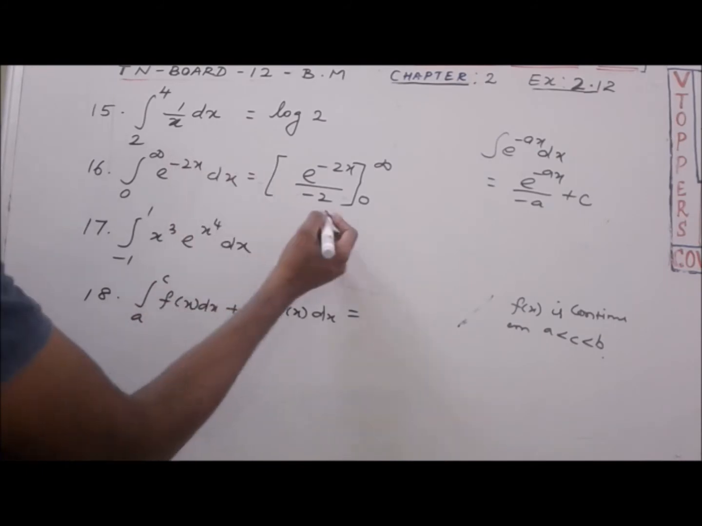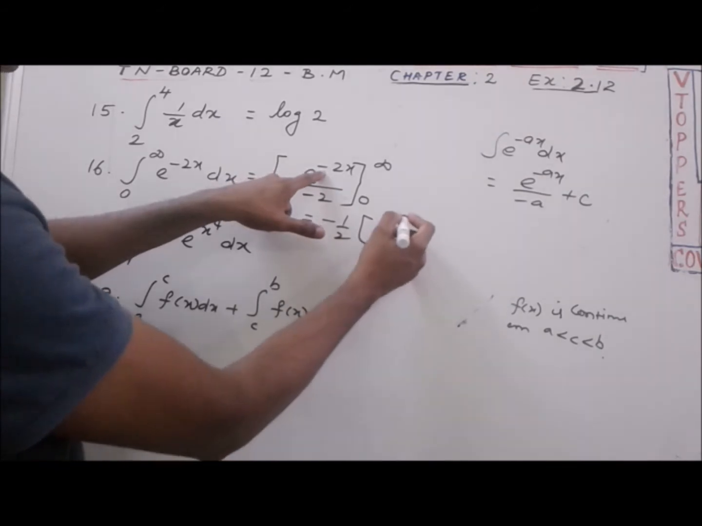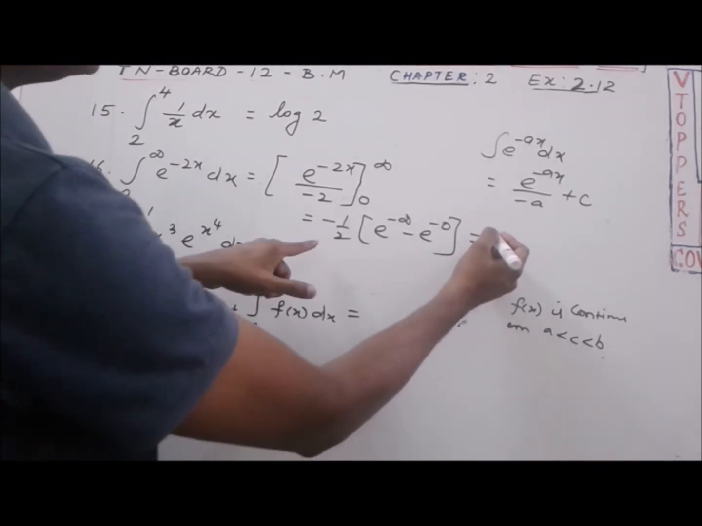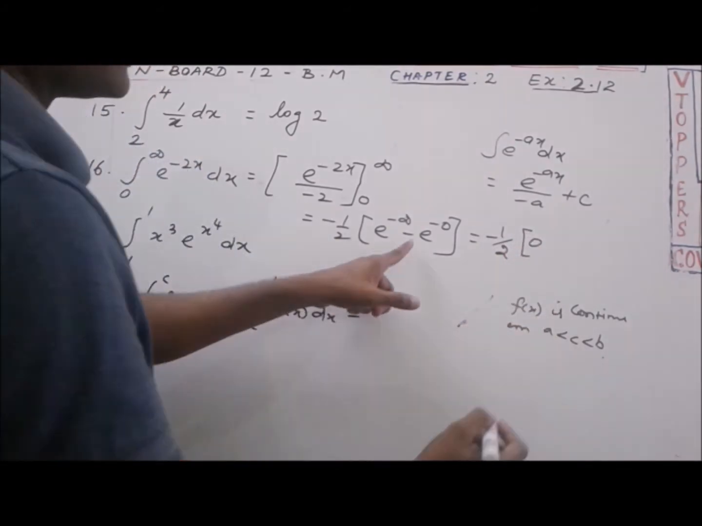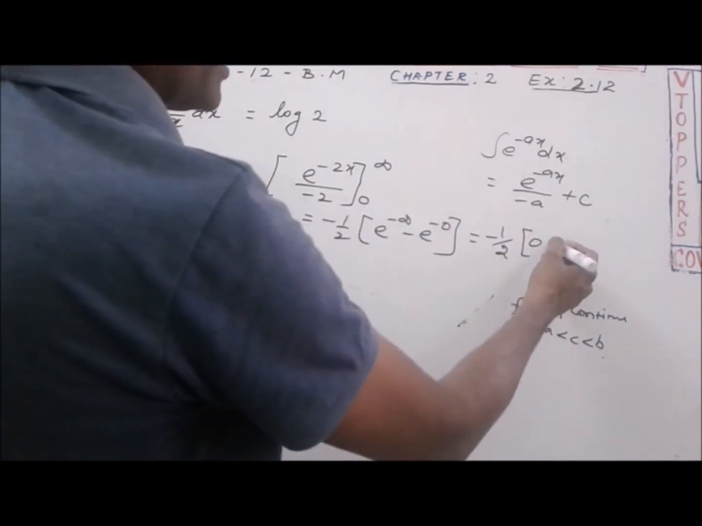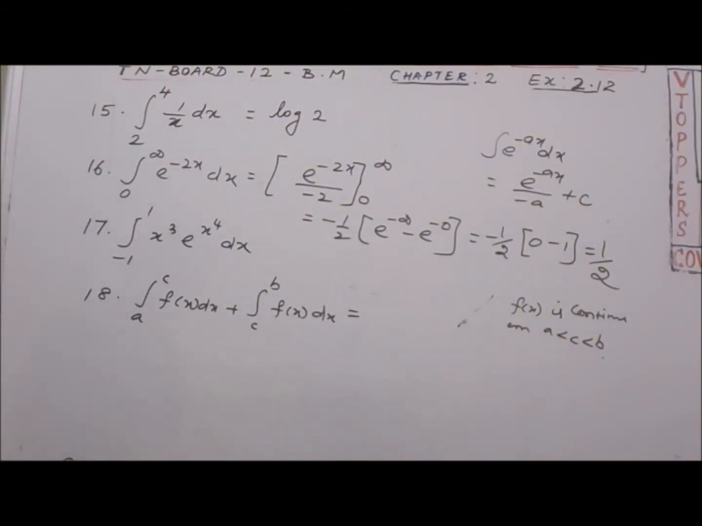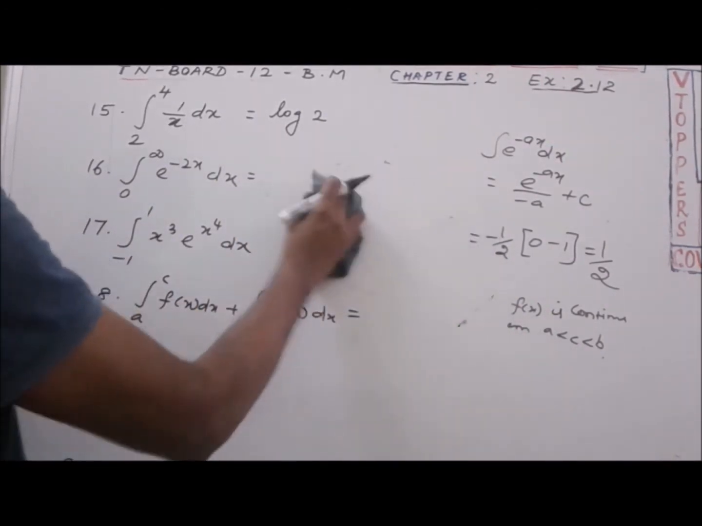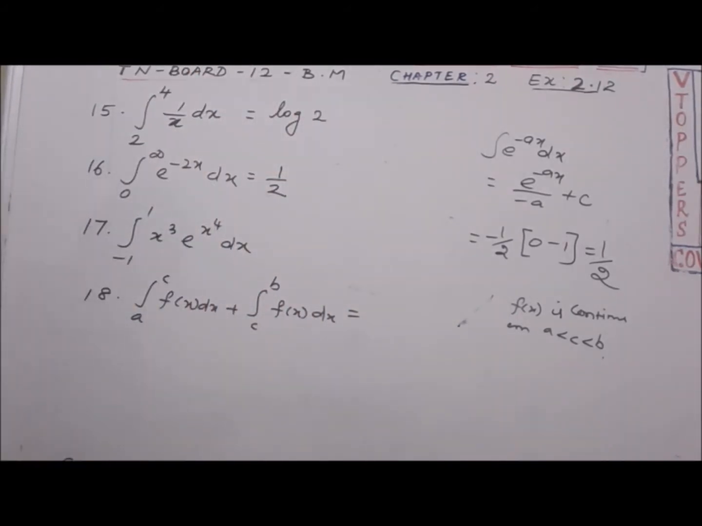Now substituting the upper and lower limits, minus 1 by 2 is taken out. The remaining are e power minus infinity minus e power minus 0, which is equal to minus 1 by 2 into e power minus infinity is 0. Then again minus e power minus 0 is minus 1, that is equal to plus 1 by 2. Therefore, the answer for question number 16 is plus 1 by 2. For 15th we have log 2. Now question number 17. Look at here.